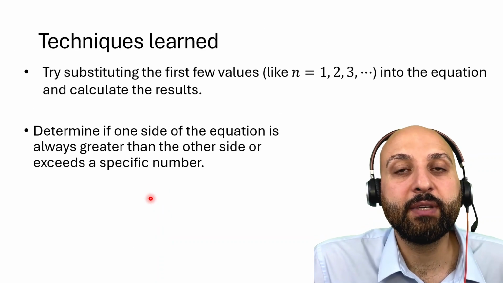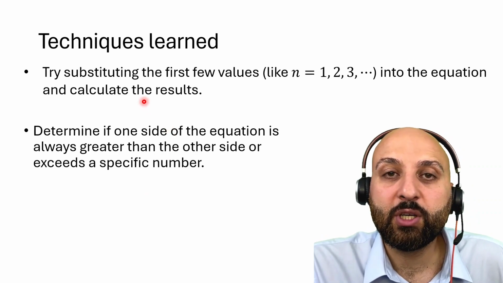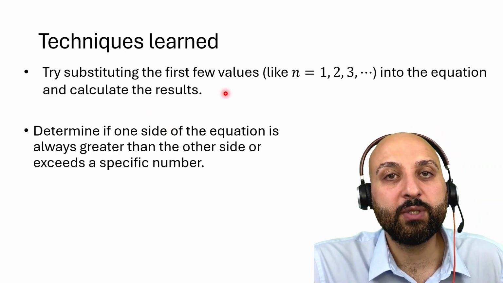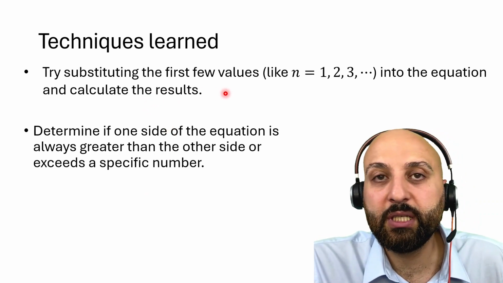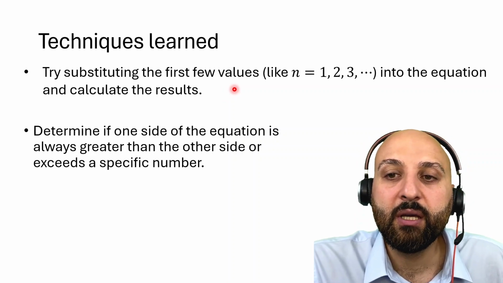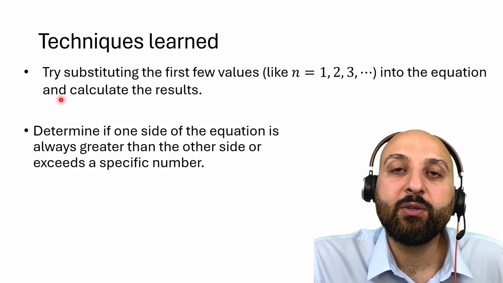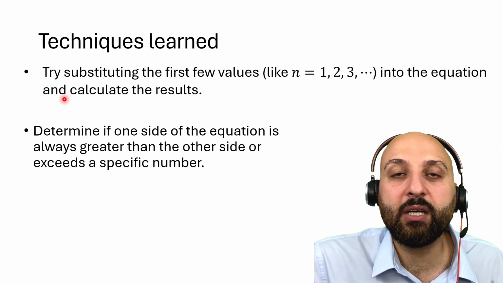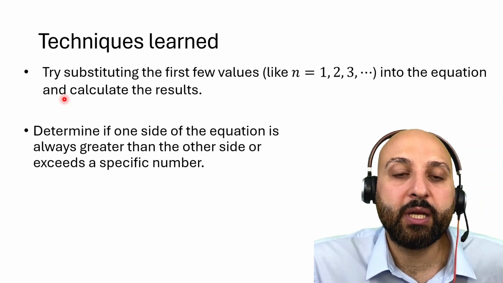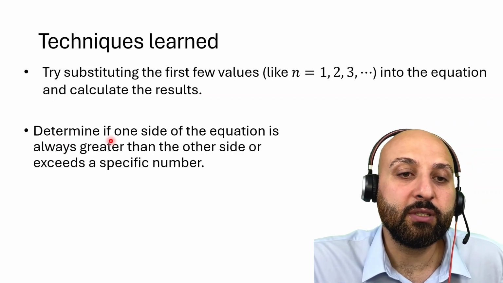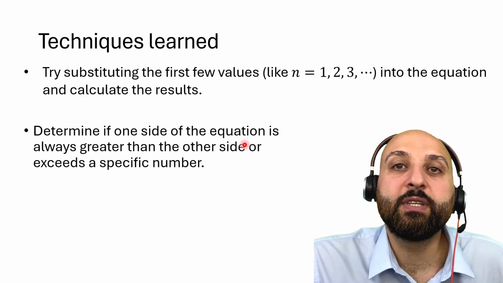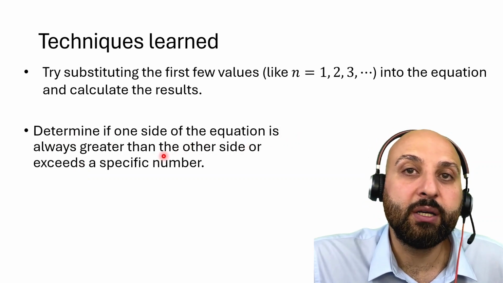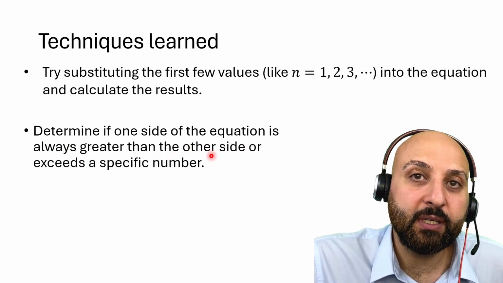Now, the technique that we have learned is to try to substitute the first few numbers, for example, n equal to 1, 2, 3, or A, B, C equal to 1, 2, 3, into the equation and calculate the results. This way, you have some idea how the results will look. The second one is to determine if one side of the equation is always greater or smaller than the other side or a specific number.